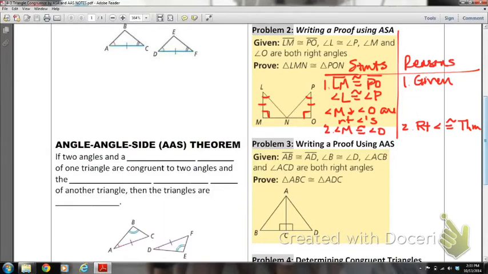And then you have everything that you need to prove that these two triangles are congruent. So our third statement is that triangle LMN is congruent to triangle PON because of the angle side angle postulate.